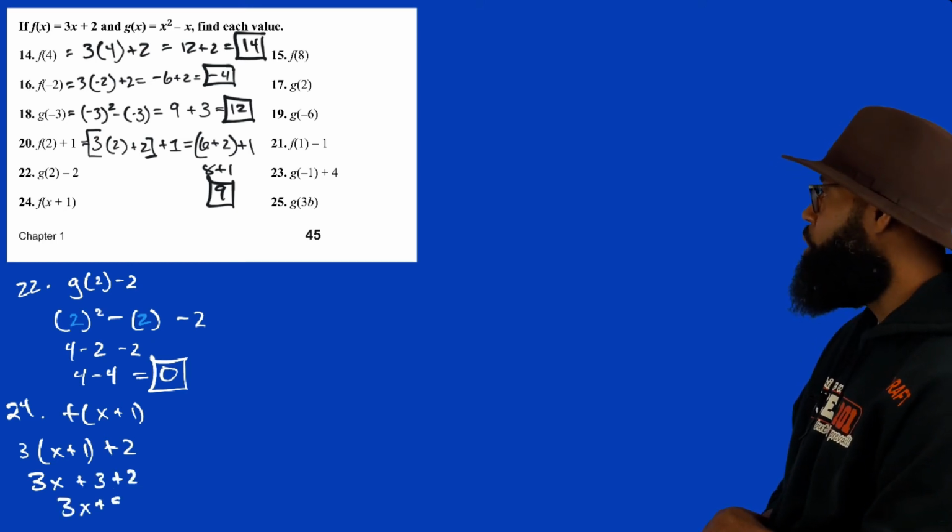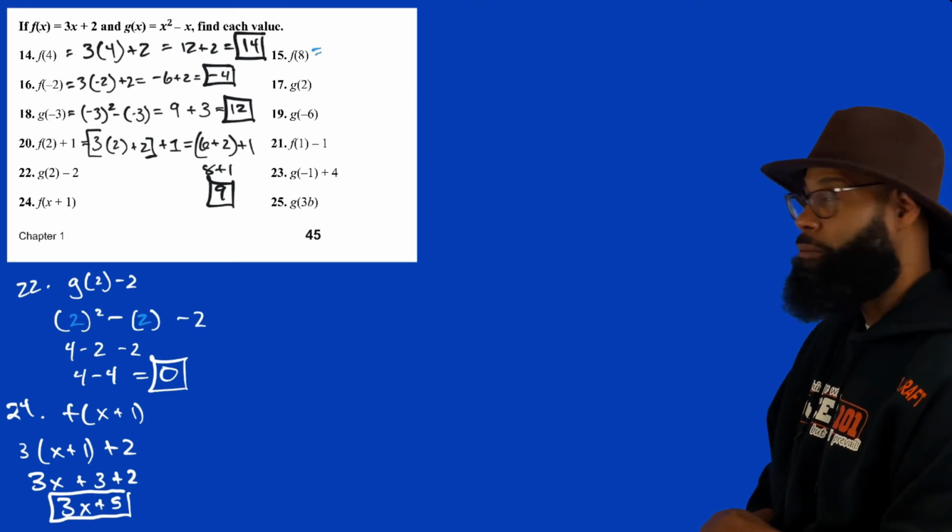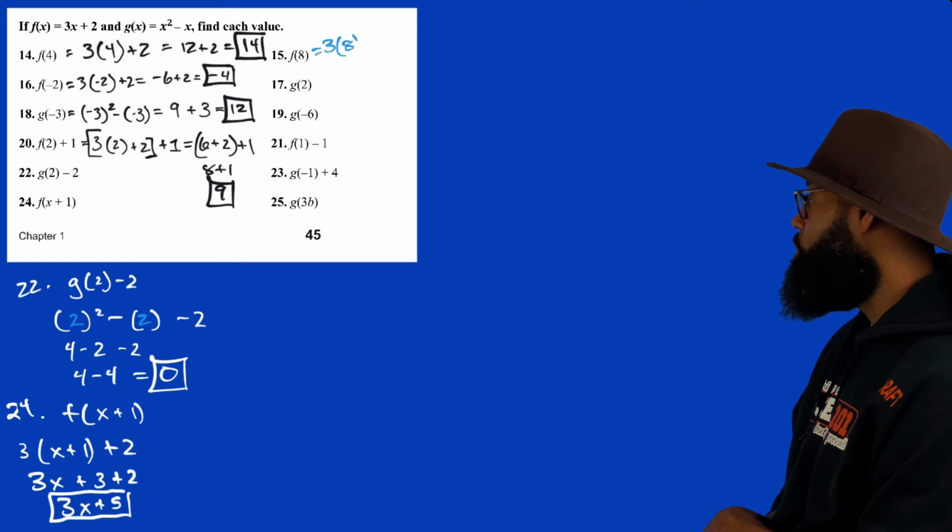So there it is where it was 3x plus 2. Well, now it's 3 and replacing x with x plus 1. So 3 times x is 3x, 3 times 1 is 3. Bring down the plus 2, and I got my 3x plus 3 plus 2, 3x plus 5. I like it. I hope you do too.